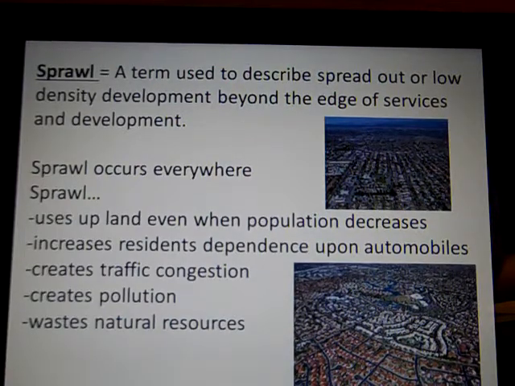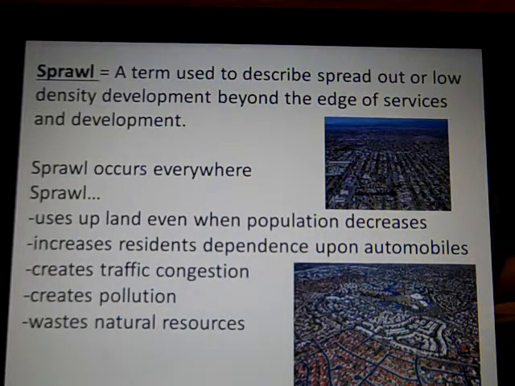The idea of sprawl. This is a term that we're going to talk about a lot. A term used to describe spread out or low density development beyond the edge of services. So you're talking about a city that just kind of keeps creeping out, kind of like Jell-O rolling down your countertop or seeping out of your refrigerator. It just kind of oozes and spreads, and that's kind of a gross analogy, but you get the idea. But it happens everywhere. Sprawl uses up land even when population decreases. So you could have population numbers dwindling, but still the trappings of urban life, the buildings, the pollution, the infrastructure, all that just kind of keeps seeping out from the center. And it starts to take over some of even the rural areas in some ways.